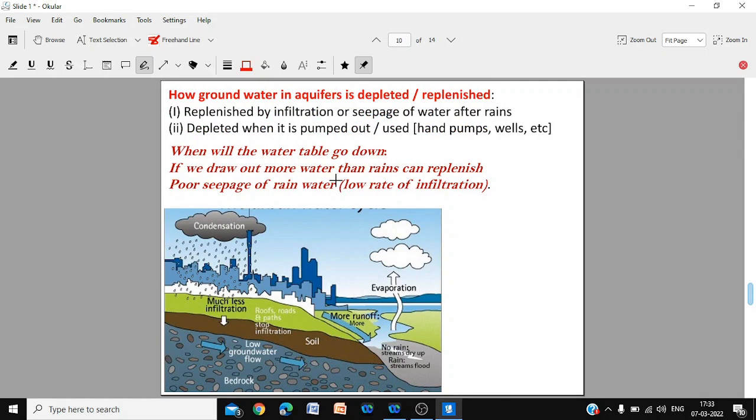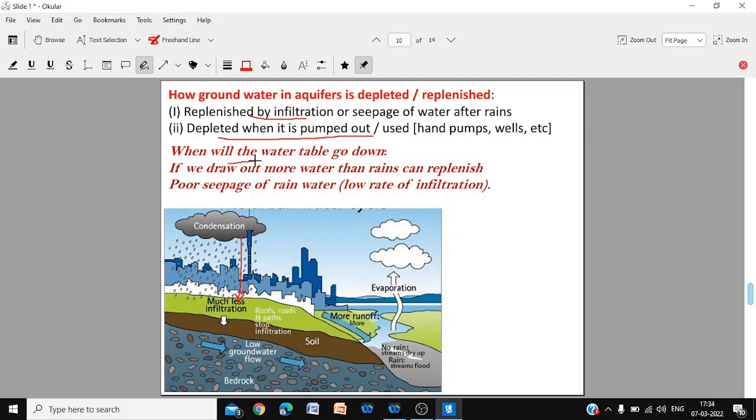How is groundwater in aquifers depleted or replenished? It is replenished by infiltration. When rainwater goes inside, it is replenished. It is depleted when we pump out the water. When rainwater goes inside, that is infiltration, the aquifer gets filled up, and when we pump out that groundwater, then the aquifer is emptied. That's how we replenish or deplete the accumulated water in the aquifer.